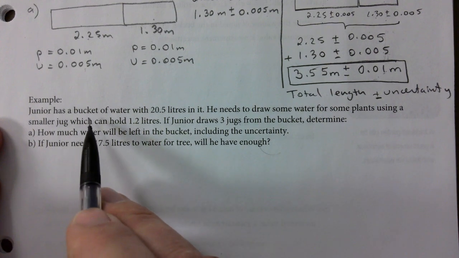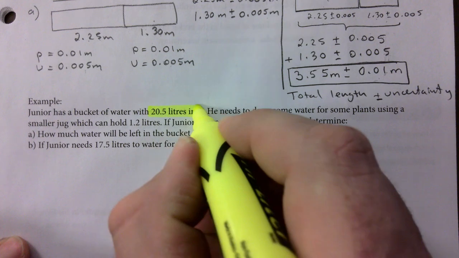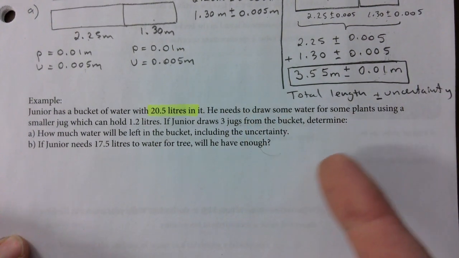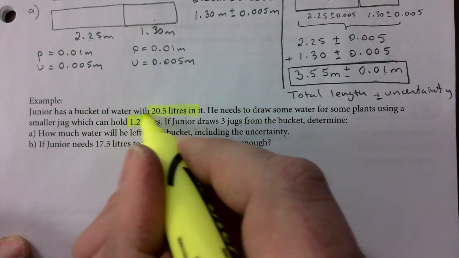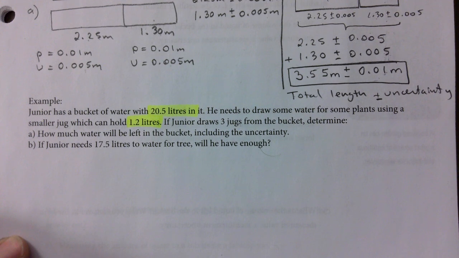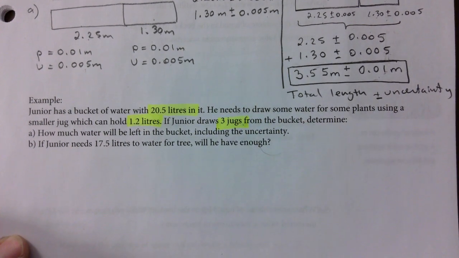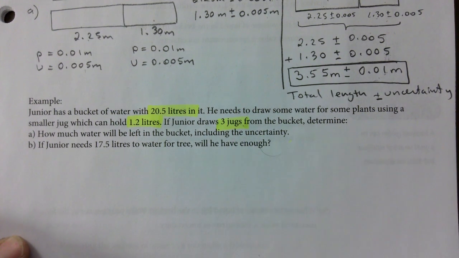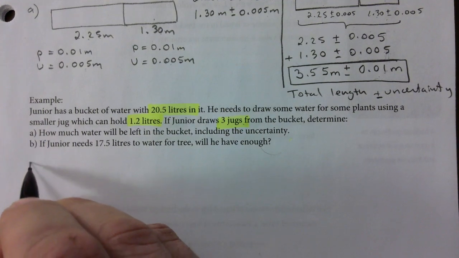Next, Junior has a bucket with 20.5 liters in it. He needs to draw some water for some plants using a smaller jug that can hold 1.2 liters. If Junior draws 3 jugs from the bucket, determine how much water will be left in the bucket, including the uncertainty. Okay, so we're going to answer A here.